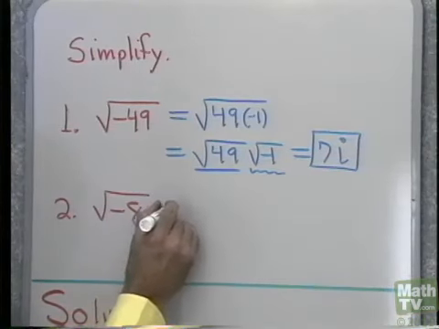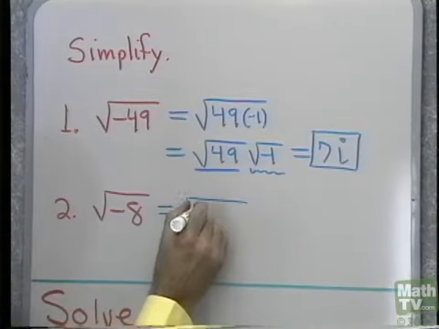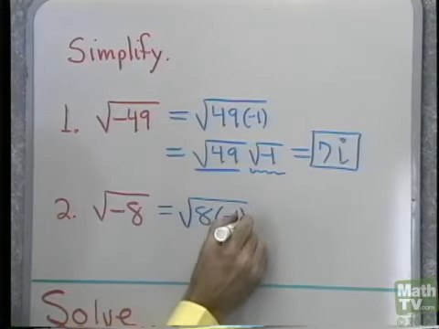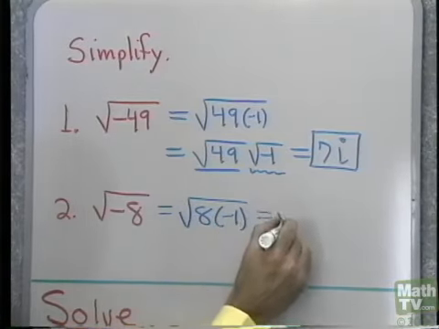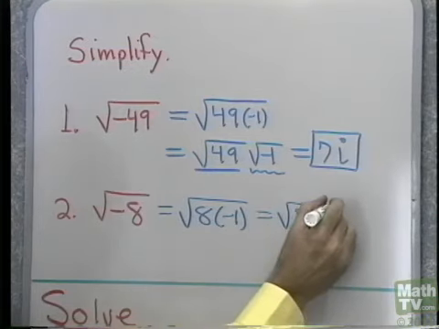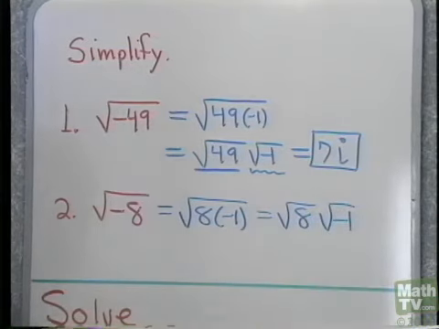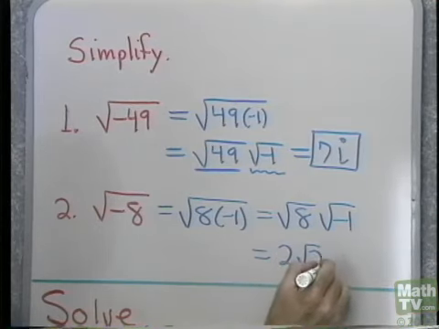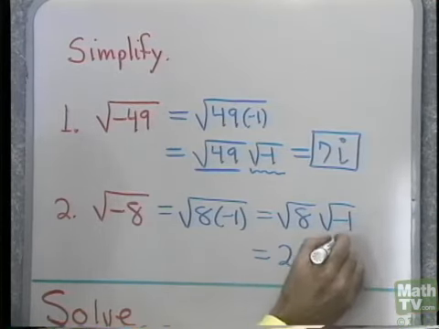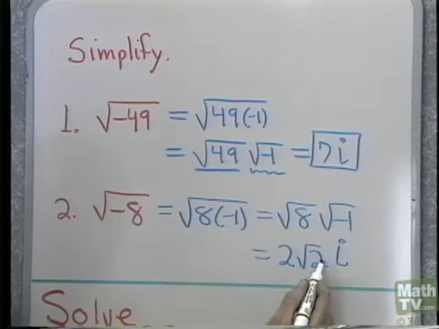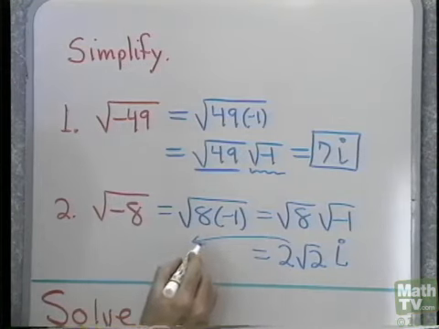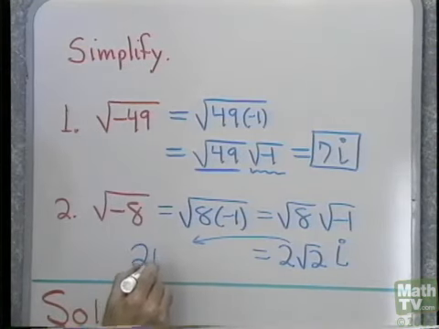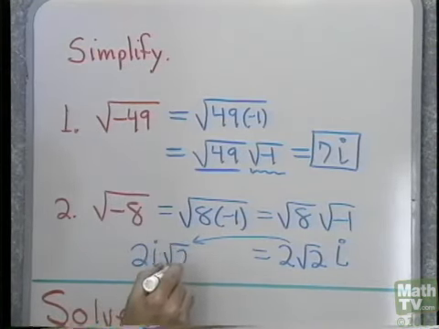Square root negative 8 is going to be the square root of 8 times negative 1, which is the square root of 8 times the square root of negative 1. Square root of 8 is 2 square root 2. Square root of negative 1 is i. And just to be sure that I don't mistake this i for being under this square root, I'm going to write this usually this way: 2i square root 2.